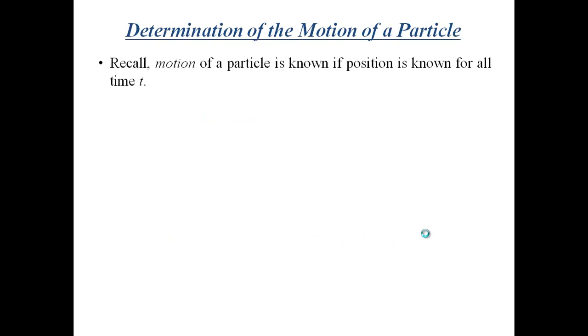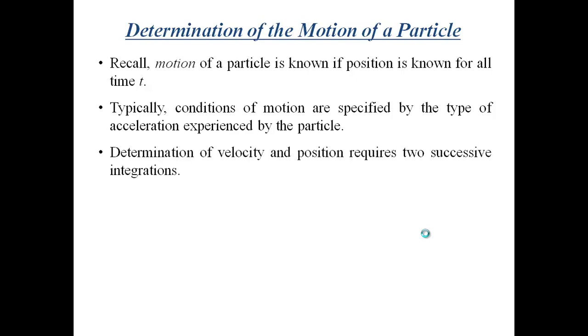So as we recall, motion of a particle is known if position is known for all time. Typically, conditions of motion are specified by the type of acceleration experienced by the particle. So determination of velocity and position requires two successive integrations in general.